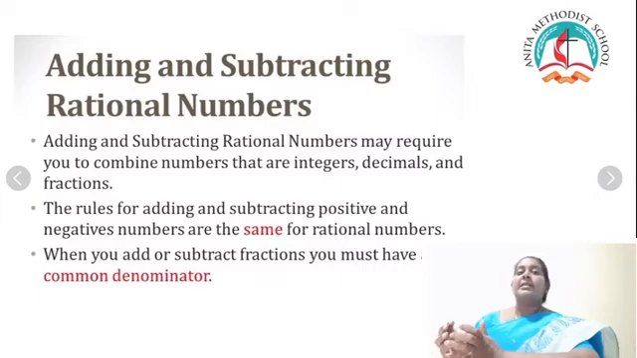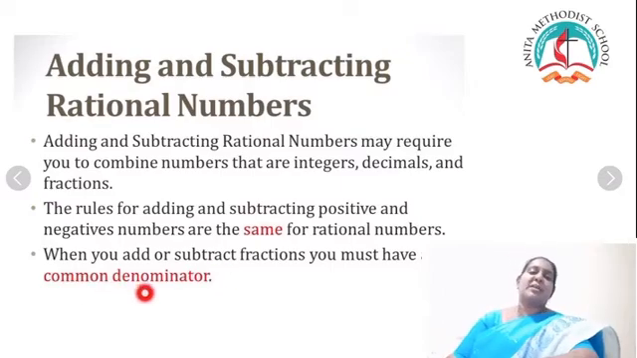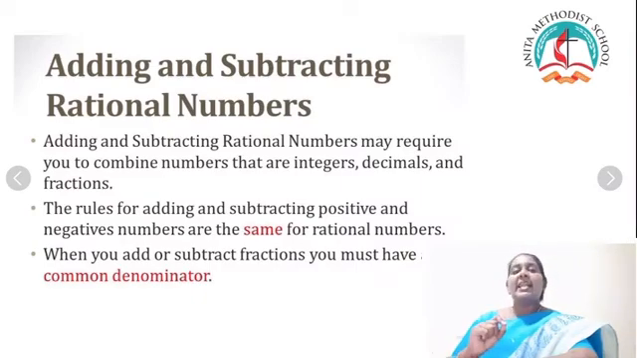When the denominator is same, we can add or subtract directly. When it is unlike, what to do? We have to take the LCM, then make a common denominator, changing into like fractions. The denominator must be same. Then we can add or subtract.